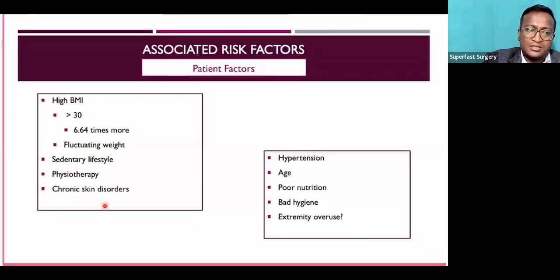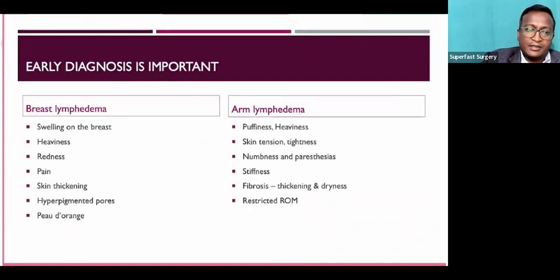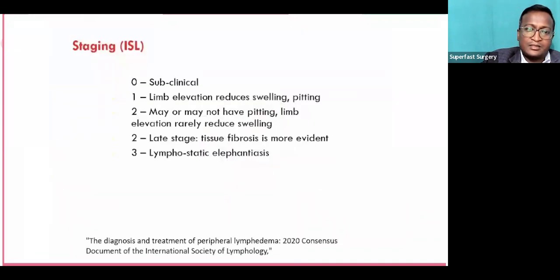Obesity, lack of physiotherapy, hypertension, and treatment-related factors: axillary surgery, SLNB versus ALND, breast conservation surgery, radiation therapy, chemotherapy. The main thing that we need to understand is the International Society of Lymphology, ISL, classification. Zero is subclinical. One is when limb elevation reduces the swelling. Two is when there may not be pitting edema, but limb elevation does not reduce the swelling.